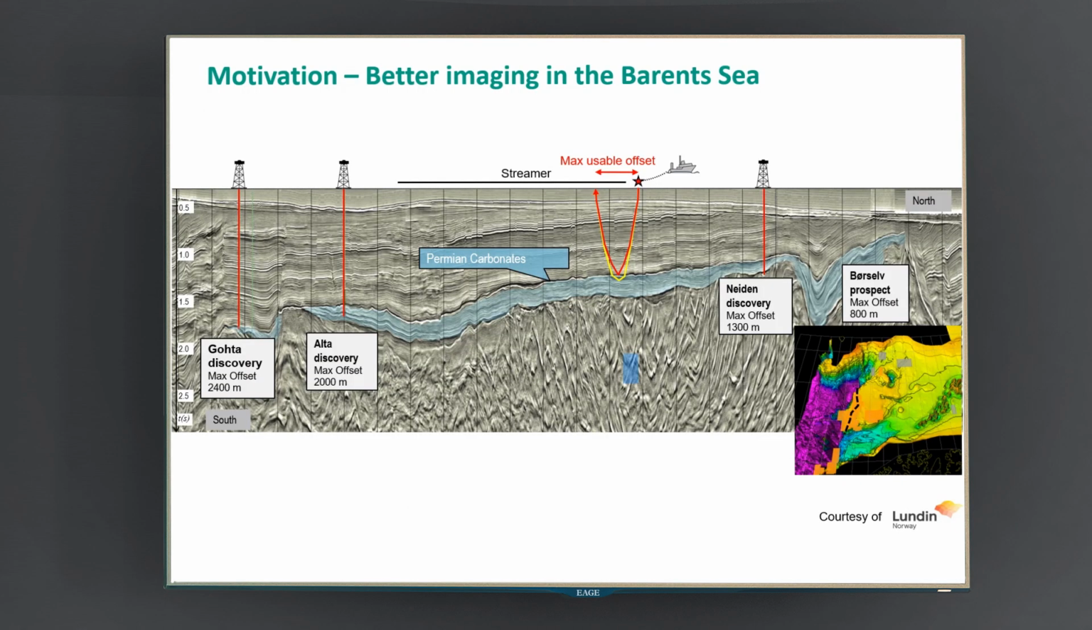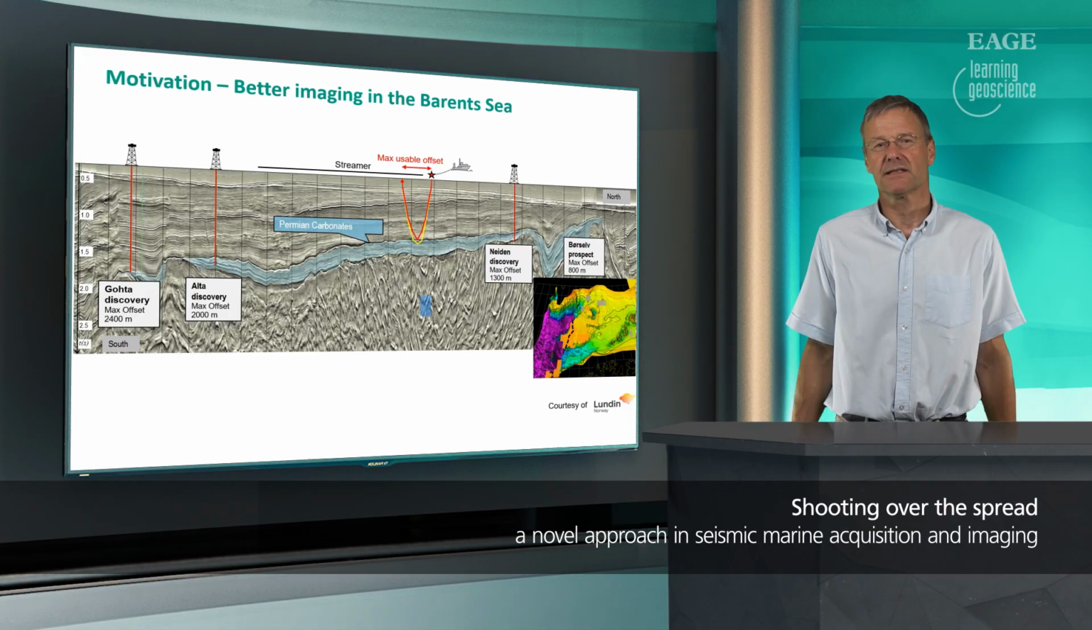The TopSeis technology was created based on the challenges in the Barents Sea. There are serious imaging challenges in the Barents Sea with the current technology. Here we see a random seismic line through the Loppa High area in the Barents Sea, with the 4 discoveries and prospects that are all located in the Permian carbonates. They are all located very shallow, less than 2 seconds, and in very high velocities. And that's a problem. That means that the need for the near offsets that are a key part of TopSeis is particularly important in this region.